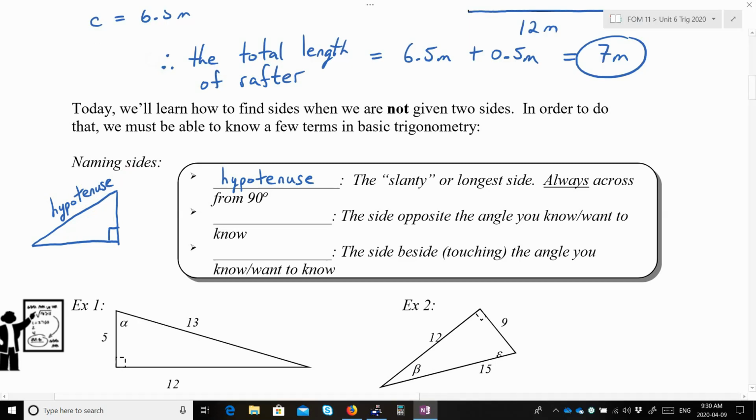The side opposite the angle you know or want to know. So let's say that we know this angle right here. I've labeled it alpha. We use Greek letters for angles, and that's the Greek letter alpha. Okay, so let's say that that's the angle that we're interested in, or the angle we know the measure of. Then the side that's opposite that angle is naturally called the opposite side.